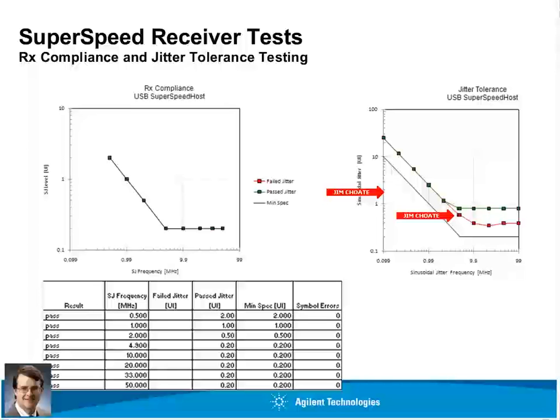You see the lowest point that the receiver can tolerate is usually between 10 and 33 megahertz of sinusoidal jitter, and that's a pretty common weakness of all receivers. And in this case, this device has a fair amount of margin, even at the worst case jitter tolerance test points.